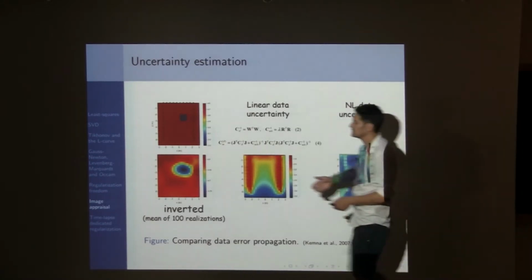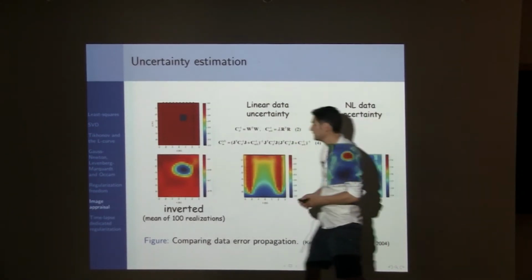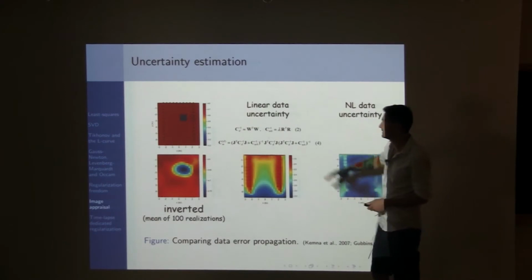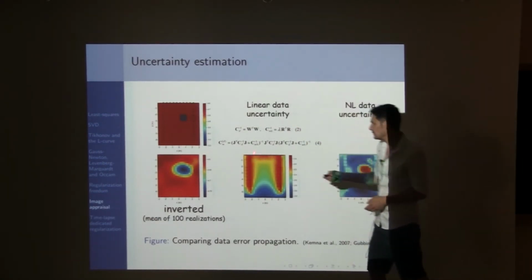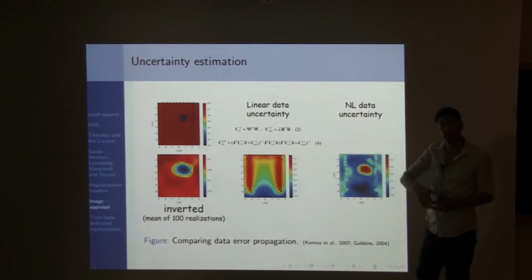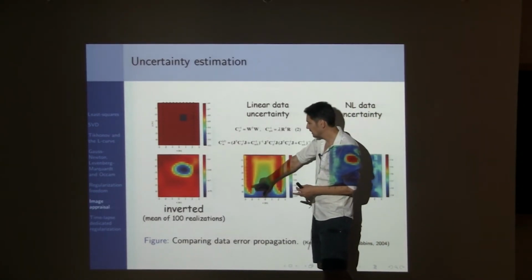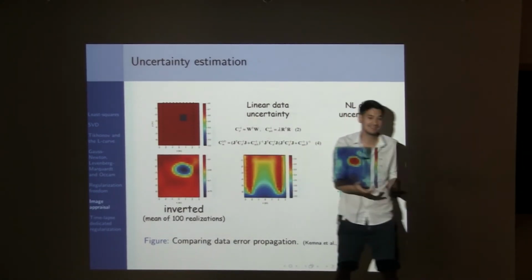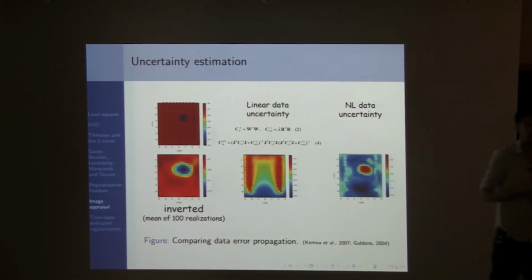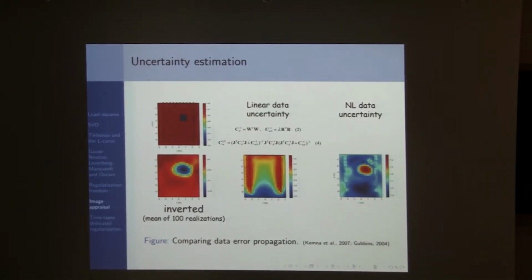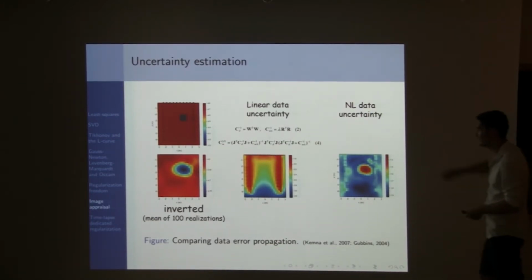And so this is the mean of all the inversions, so the deterministic inversion. And if you look at the linear data uncertainty, so the error propagation through the inverse problem into the image, you will see that you propagate your uncertainty close to the boreholes where you have the high sensitivity. So if you have error in your data, it will propagate into the regions which have the highest sensitivity.